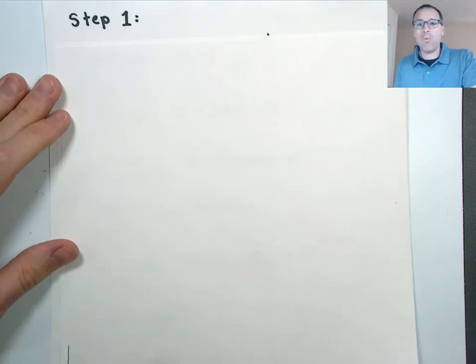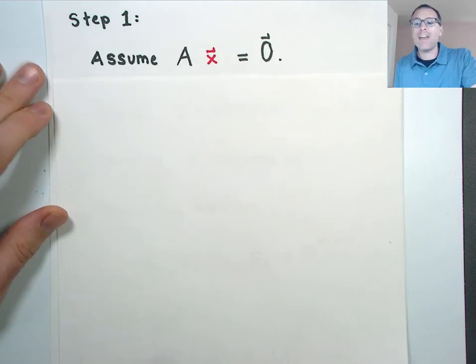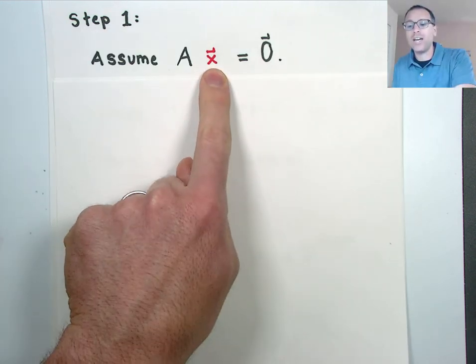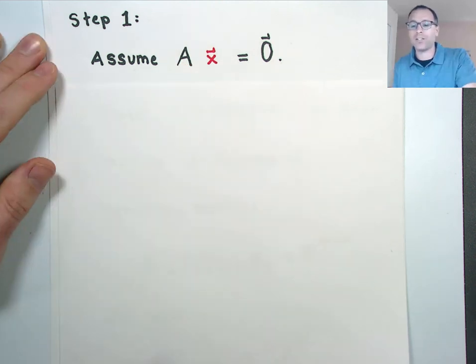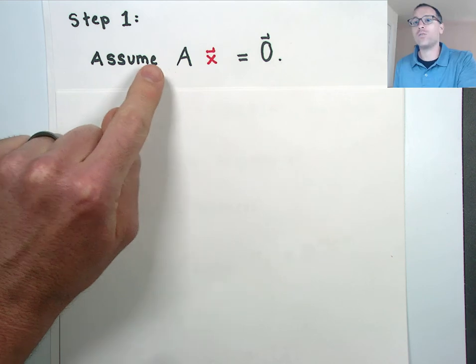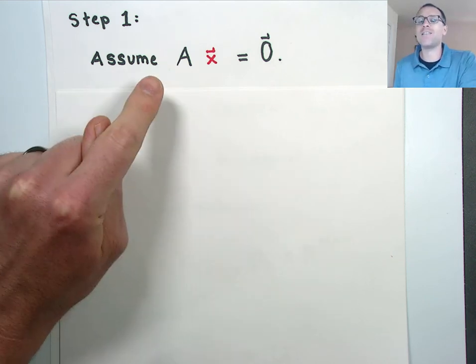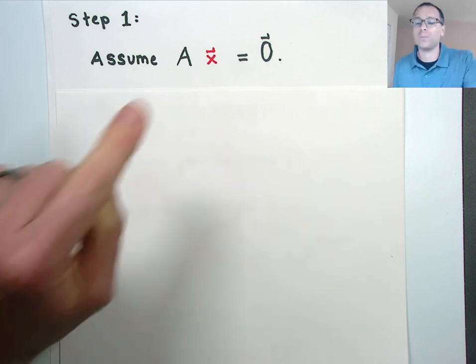Let's begin with step 1. In step 1, we're going to assume the antecedent. We're going to assume that A times x equals 0. So we've chosen an x that sends A to the 0 vector. Now we have to do some mathematical work to confirm for ourselves, using reasoning and previous knowledge, that this immediately implies that U times x must also be 0.